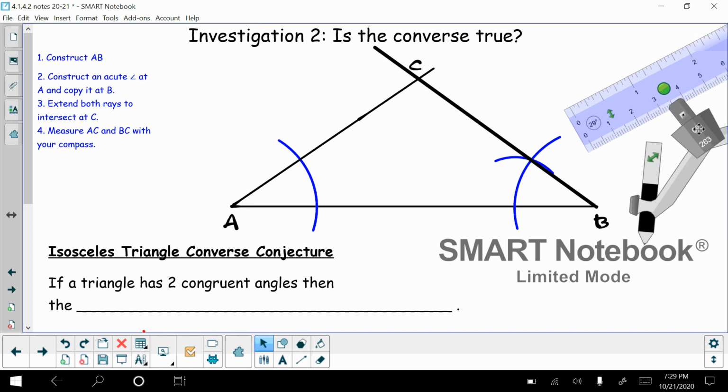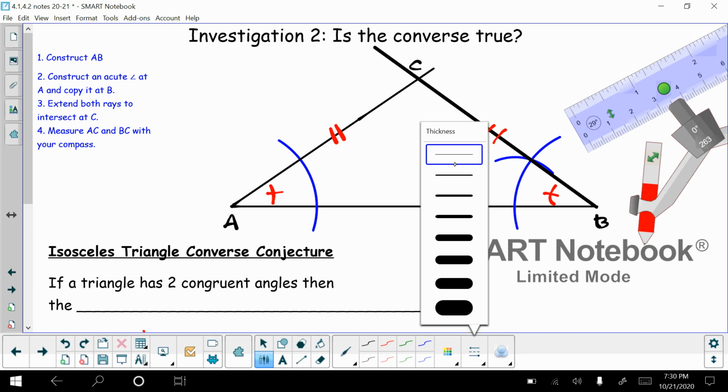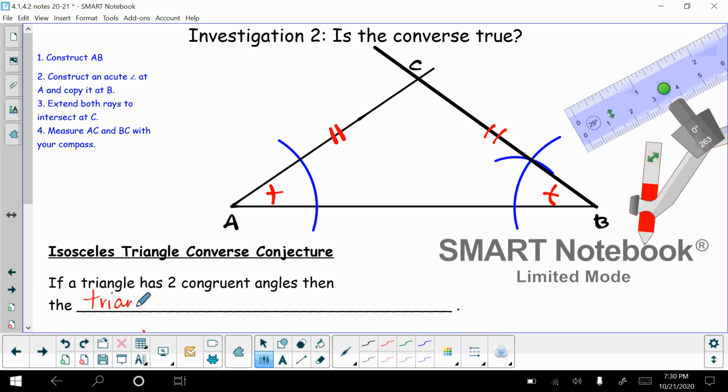So is the converse true? Yes, the converse is true because we made this angle congruent to this one. We constructed it with our compass. And when we extended those rays, that ended up making these two sides congruent. So yes, the converse is true. So if you see a triangle that has two congruent angles, then the triangle is isosceles. Okay, so if you ever see a triangle, they're not going to mark everything for you. You've got to now know these two properties.